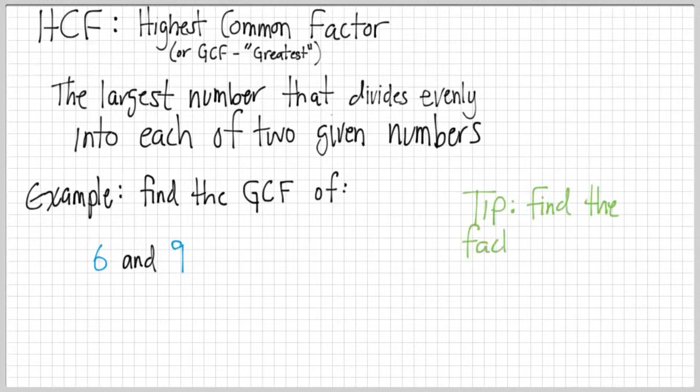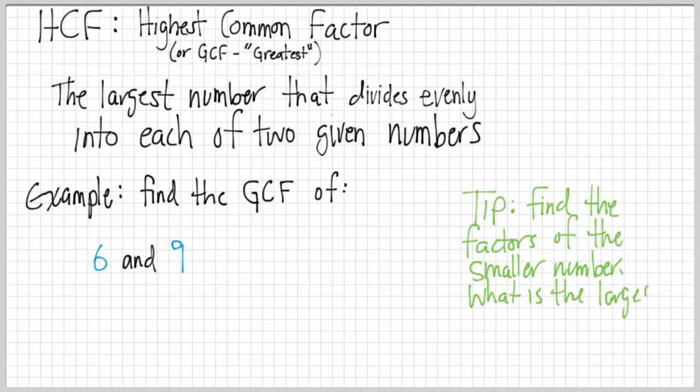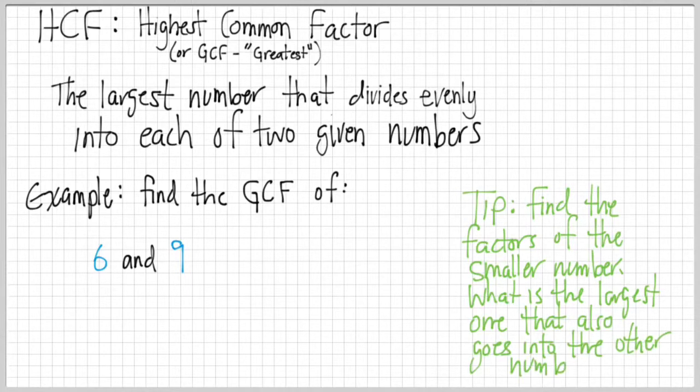A little tip for you: find the factors of the smaller number and find the largest one that also goes into the larger number. Okay, so this time we'll start with the smaller number, 6, and we'll just list the factors, and we want to find the highest one, so we'll start with the highest factors of 6. So the highest factor of 6 is actually 6.